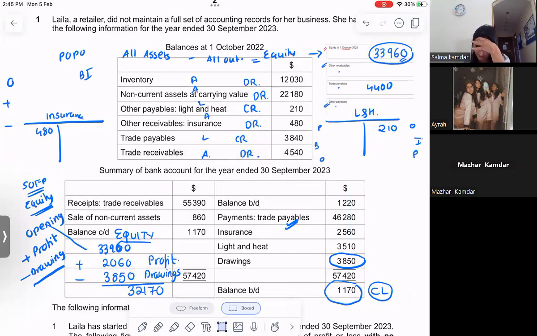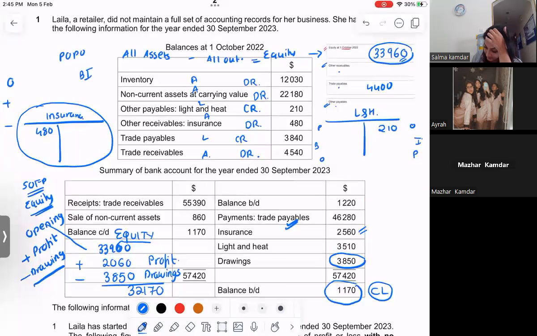Yes. Now I have to see this insurance paid. How much is insurance paid? 210 is... Insurance account is here. Actually, first we are doing insurance. Because 480 is the first thing I'm seeing. Okay. So other receivables under insurance is outstanding.